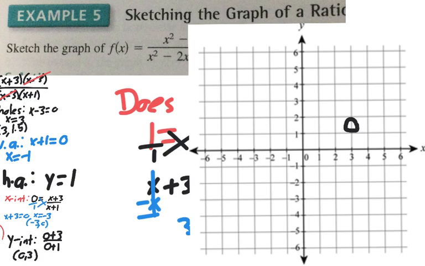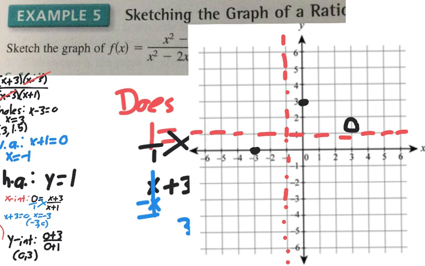Right now I have a vertical asymptote at x equals negative 1. It's going to be here. And then I have a horizontal asymptote at y equals 1, which is here. I know I have an x-intercept at negative 3, 0, which is this point. And I know I have a y-intercept at 0, 3, which is this point. And I know it does not cross the horizontal asymptote.